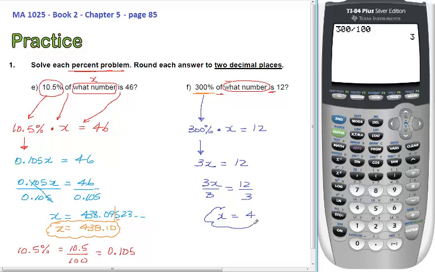Okay, and again, if you wanted to check that, do 300% of 4. So we do 300%, which is 3, not 0.3. 300% is the same as 3. Multiply that by 4, and of course we get 12. So the answer here is 4. So there's solutions to E and F on page 85. That's it for now.